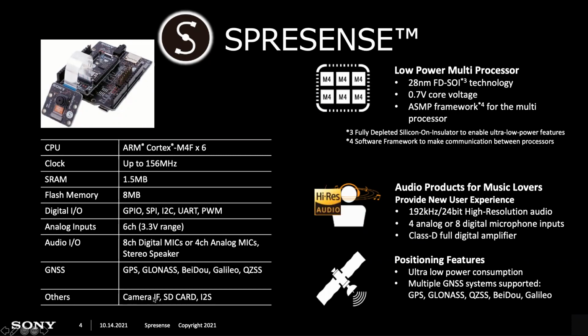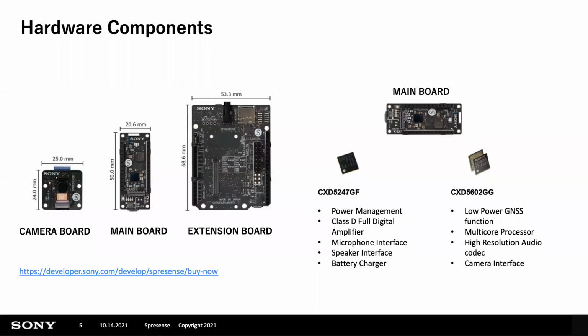So the camera interface, you can slide the camera right in. We have an SD card that you can use for storage and access to I2S. This is a brief overview of Spresense. And now let's look at the components.